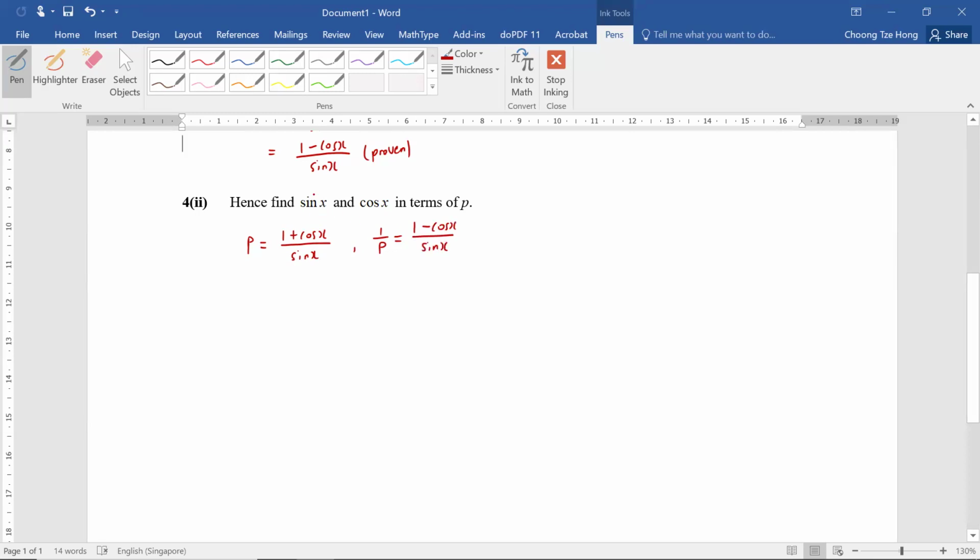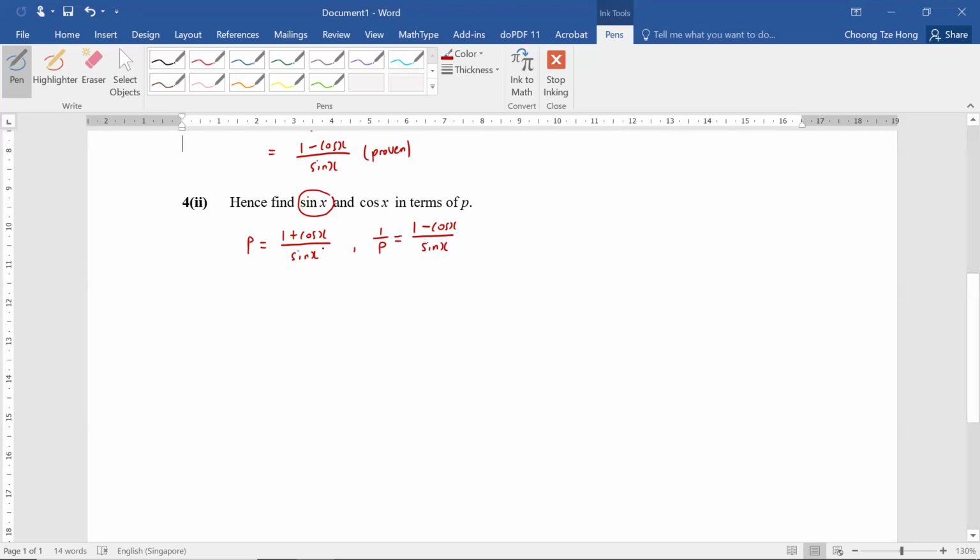Okay, if I want to find sine x only in terms of p, I need to somehow get rid of cosine in the expression. But over here you can see p equals 1 plus cosine x over sine x, so both cosine x and sine x exist inside the expression. But now I need just one of them by itself. So how can I get one of them by itself?